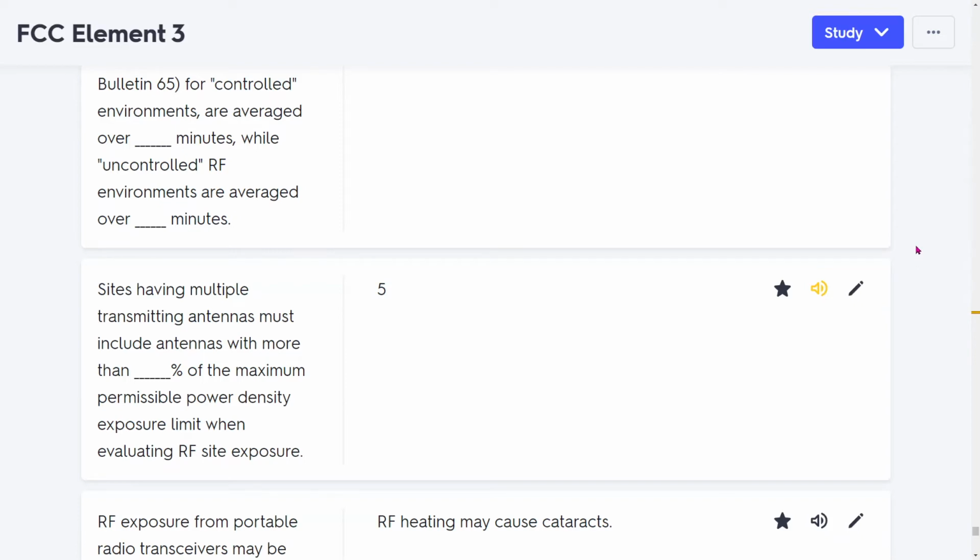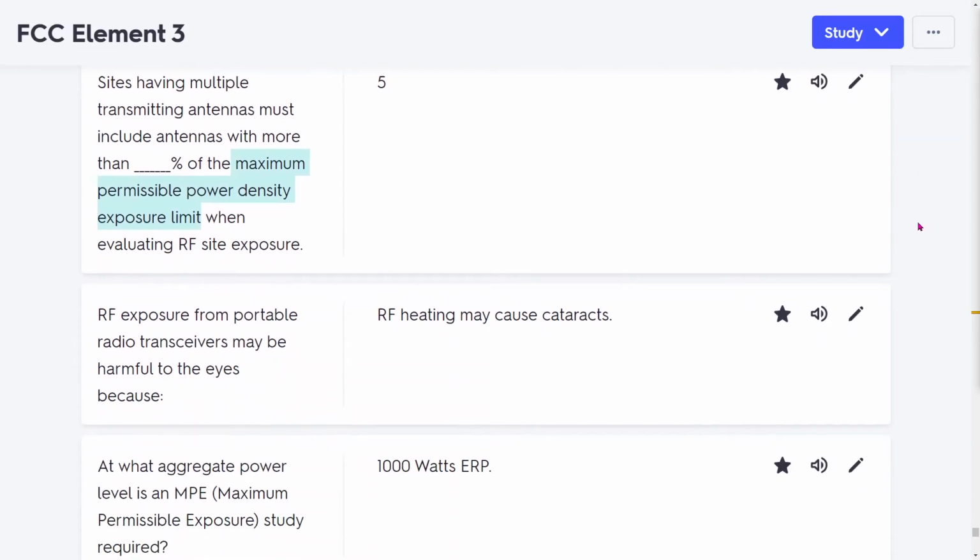Sites having multiple transmitting antennas must include antennas with more than blank % of the maximum permissible power density exposure limit when evaluating RF site exposure. 5. RF exposure from portable radio transceivers may be harmful to the eyes because RF heating may cause cataracts.